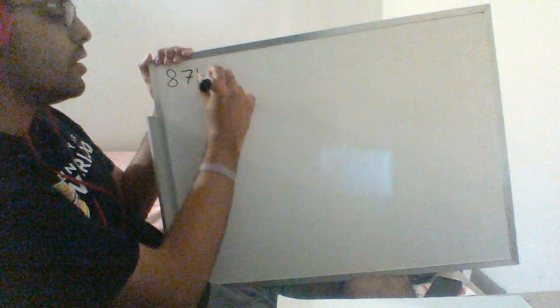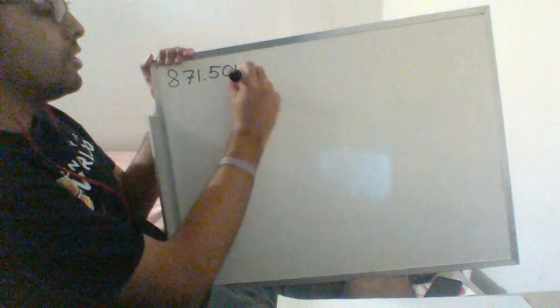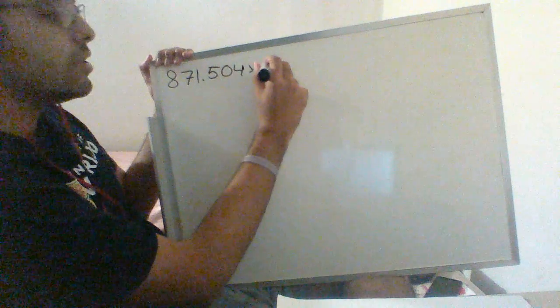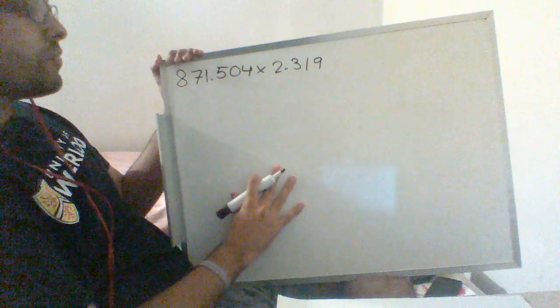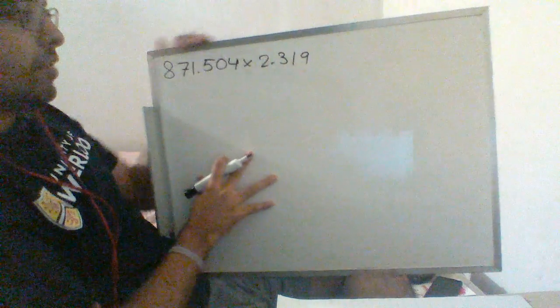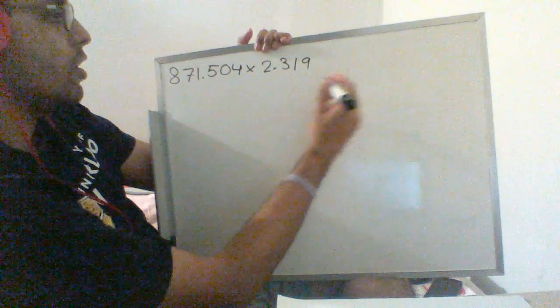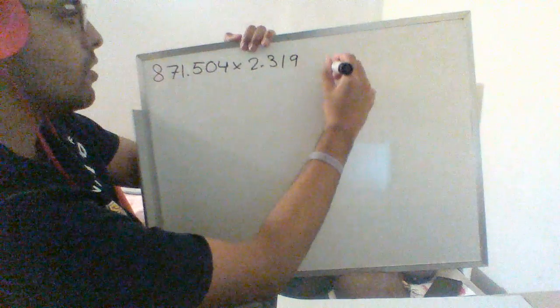So we're going to finish off this video with one more multiplication problem, and this is going to be a long multiplication problem. So we're going to do 871.504 times 2.319. So we're going to write these out as we would for long multiplication. So I'll put these over here.